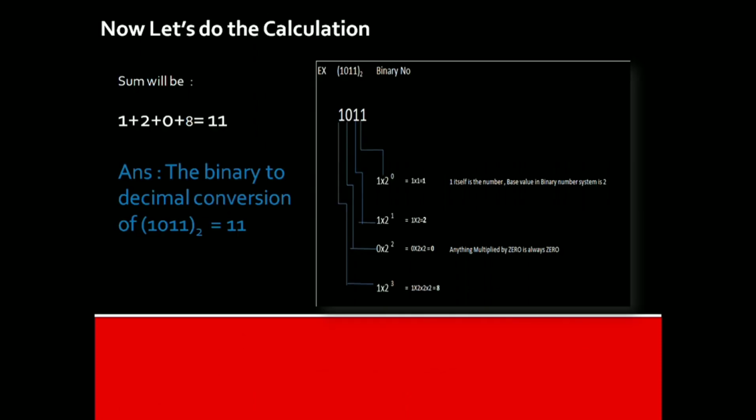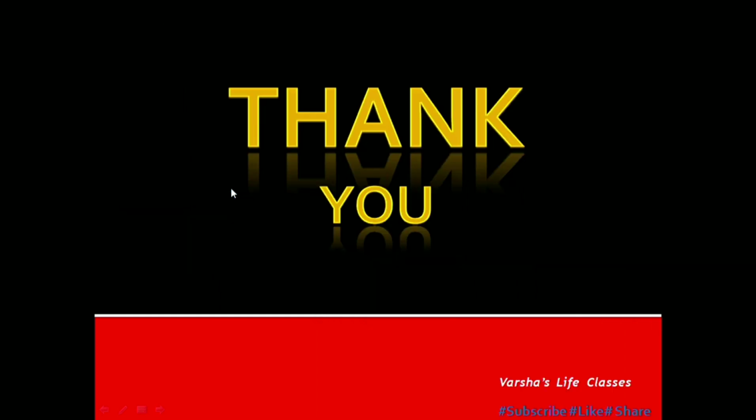So now how can we convert this into a number? As we have seen here, the first binary calculation to decimal is 1. So 1 plus the second answer, which is 2, plus 0, and here it is 8. So the answer is 11. The binary to decimal conversion of 1011 equals 11. So this is how we are going to solve the problems of conversion from binary to decimal.